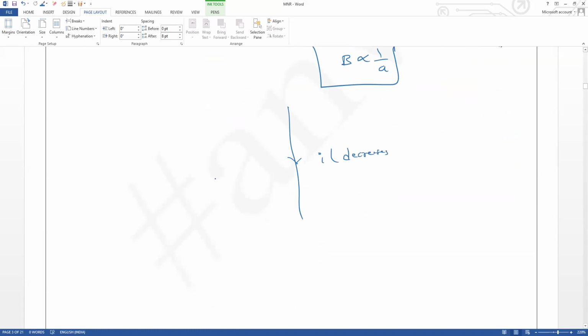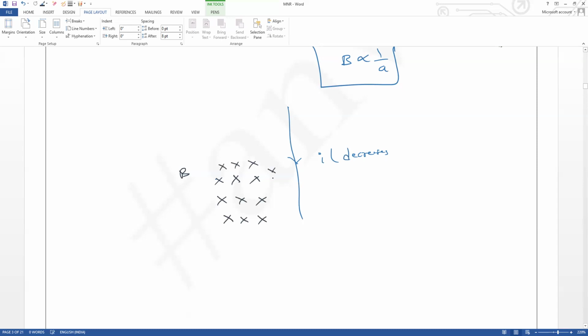Now tell me, at this point, what is the direction of the magnetic field? Apply your right hand thumb rule and tell me, outwards or inwards? The thumb is pointing downwards, in the direction of current, and all four fingers are acting into the page. So what is the direction of the magnetic field at this point? Please respond. Into the page or out of the page?